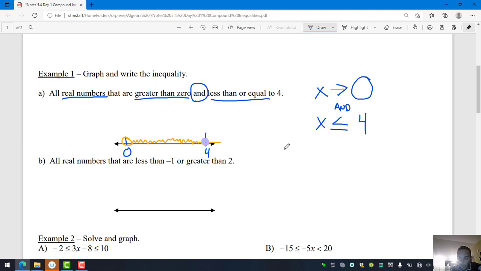And I notice that my arrow is pointing to the left. So what does that mean? Starting at 4, I'm going to shade to the left. Okay, and what we start to notice is that there's going to be some overlapping area.